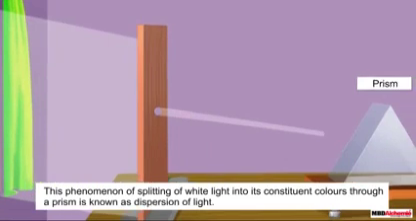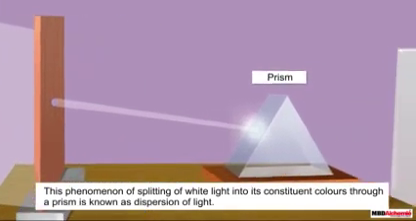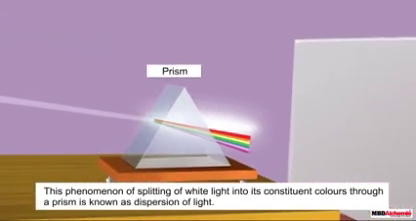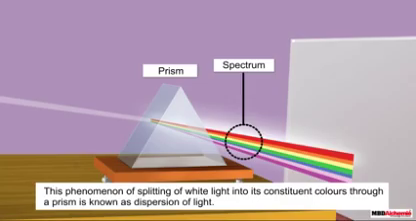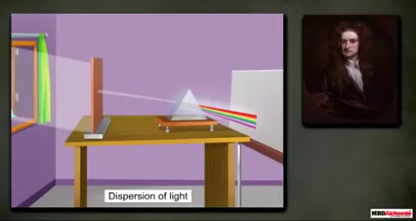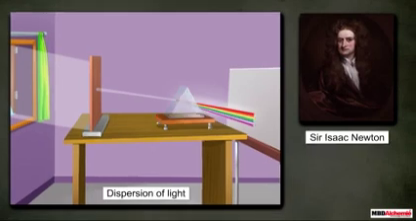This phenomenon of splitting of white light into its constituent colors through a prism is known as dispersion of light. The band of constituent colors is known as spectrum. This phenomenon was first discovered by Sir Isaac Newton. Now that we have understood what dispersion of light is, let's understand how it causes the formation of a rainbow.